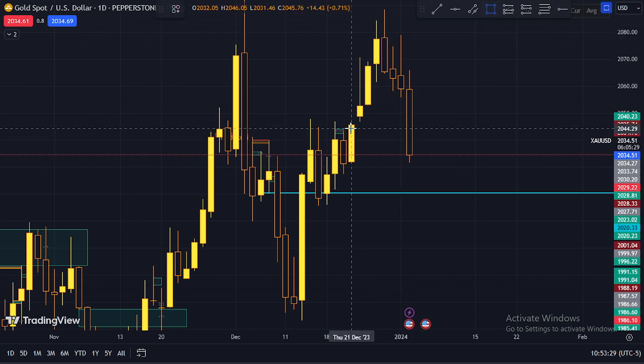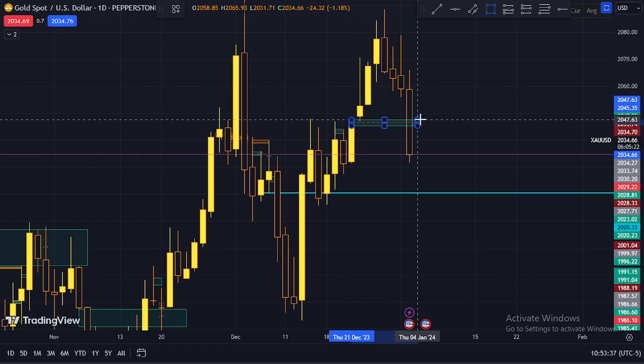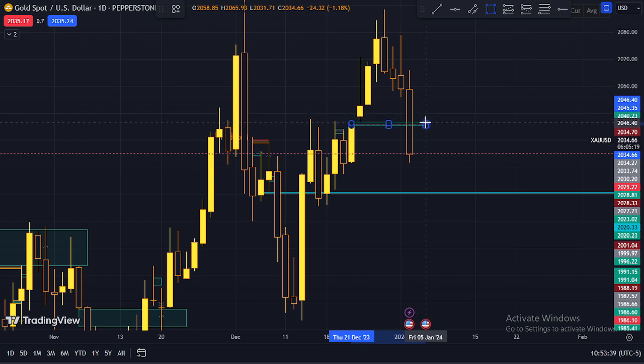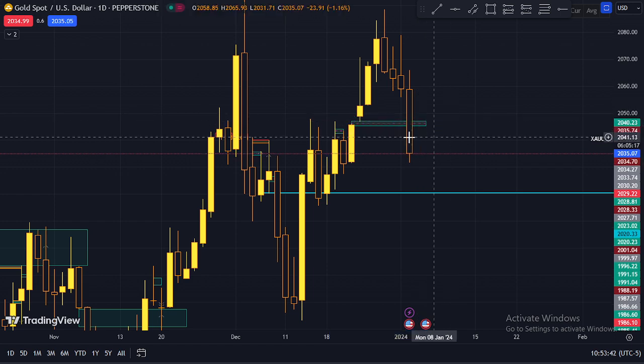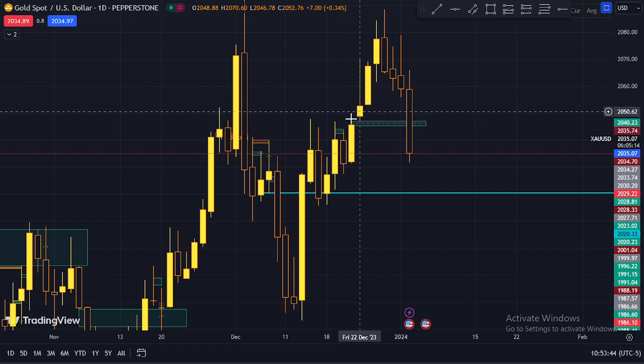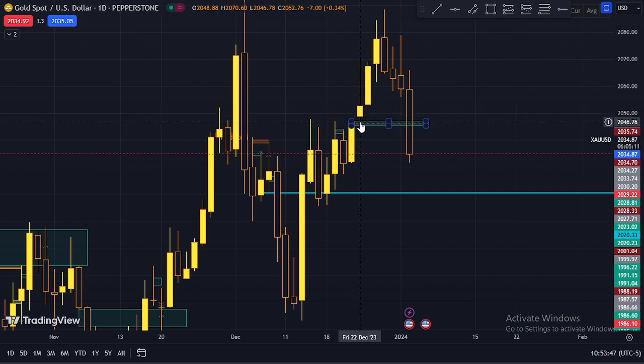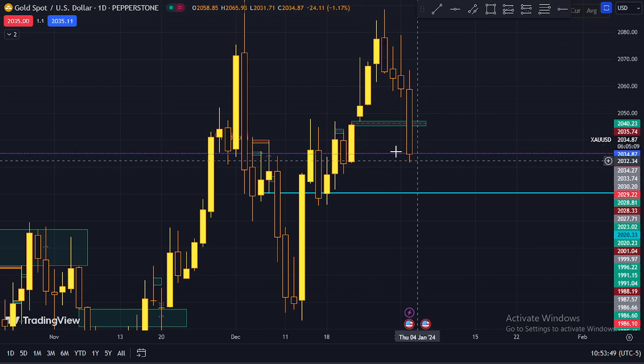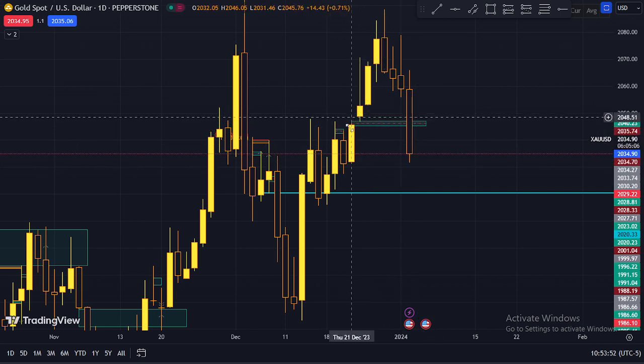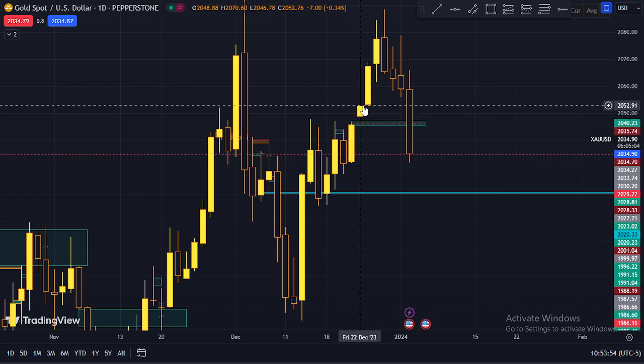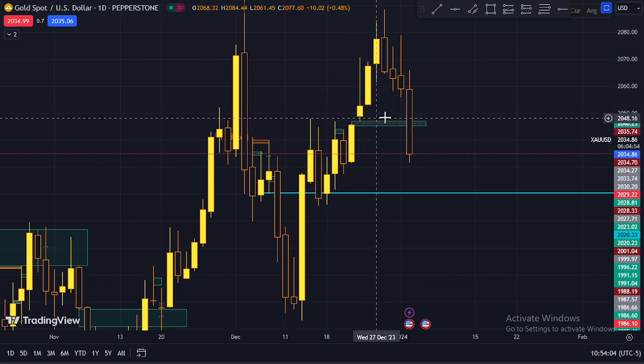So we mark those, especially the liquidity void. So we had that. From the low of this candle to the high of this candle, you extend it through. You can couple it together with this fair value gap. So we had that.